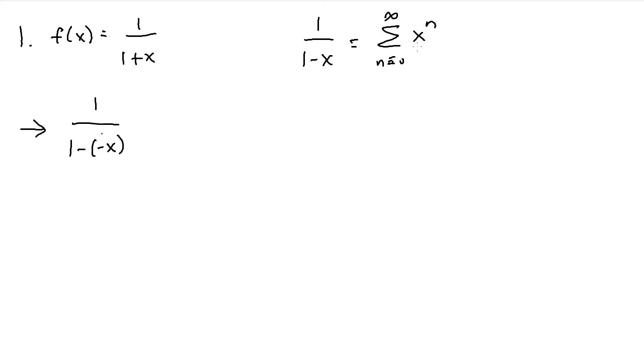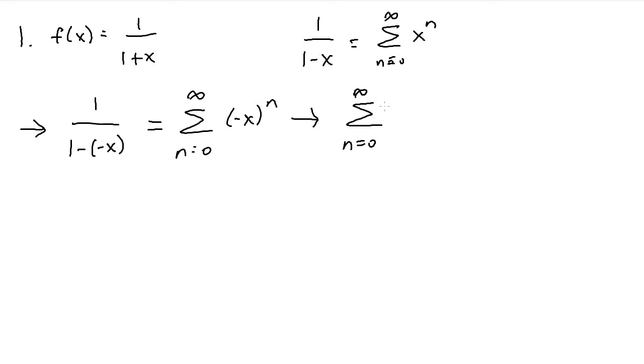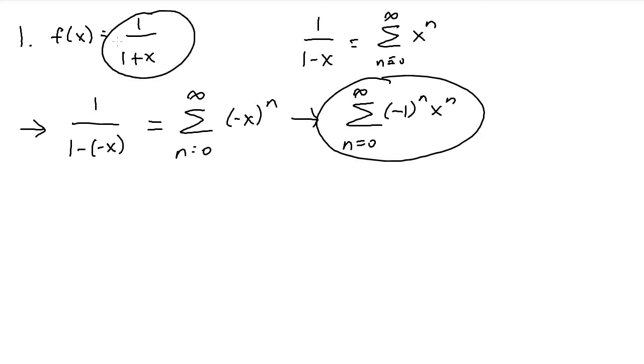So all we have to do is look at the series, and everywhere we have x, we're going to replace it with negative x. So it's going to be equal to the series from n equals 0 to infinity of negative x to the n power. Or if I want to take out the negative, I can also rewrite it as the sum from n equals 0 to infinity of -1 to the n times x to the n. And so that is the power series of 1 over 1 plus x.